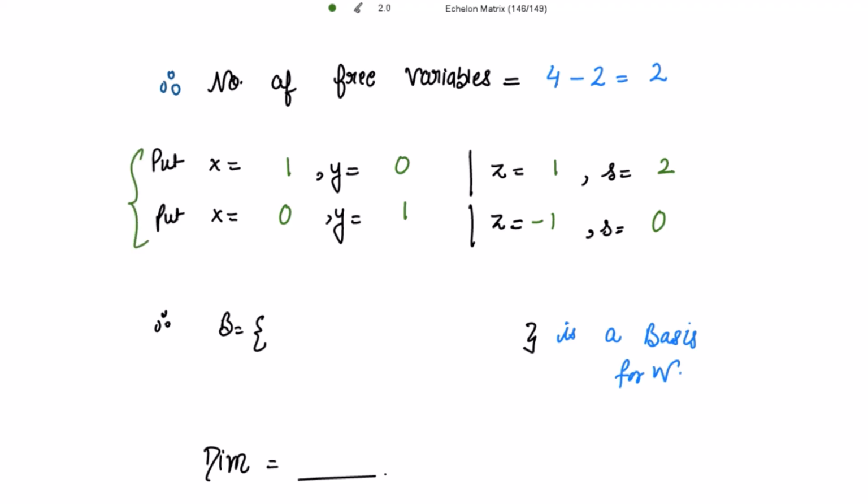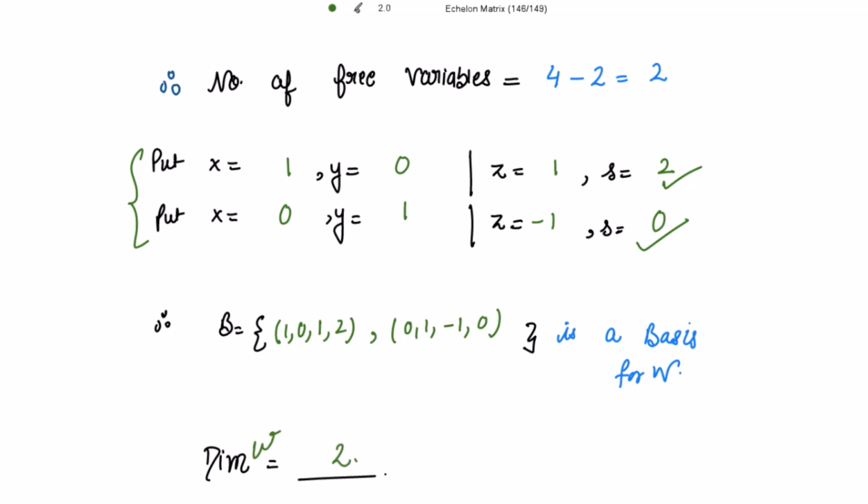So from these sets, we write the basis. So from the first set, we write the first element of the basis and the format is x, y, z, s. So the value of x, 1, then the value of y, 0, then the value of z, 1, and then the value of s, 2. Similarly, writing the second element of the basis from the second set, we have 0, 1, negative 1, 0. So these are the bases for the subspace W. And how many elements are present in the basis? 2 elements are there. So the dimension of W is equal to 2.